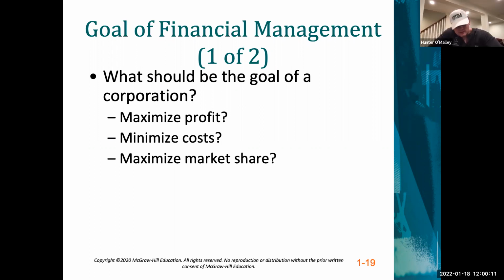Maximize shareholder value. Oh man, you guys just jumped ahead on the slide, didn't you? Dang it. No, it's a great job. That's exactly right.